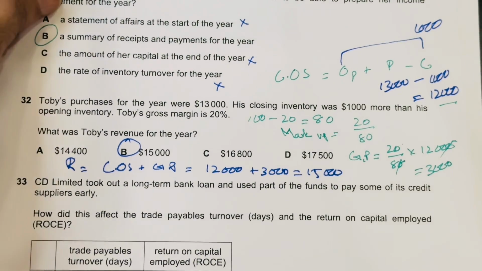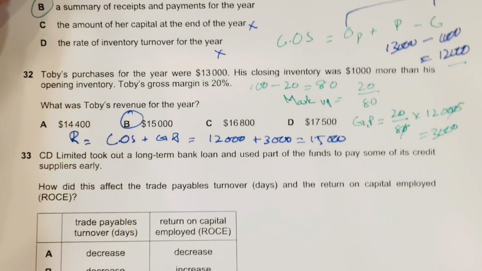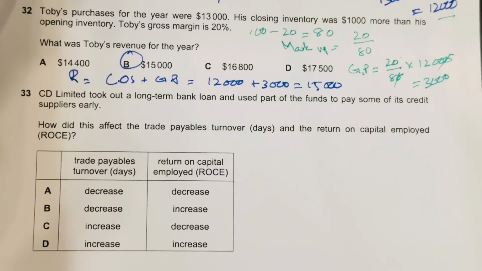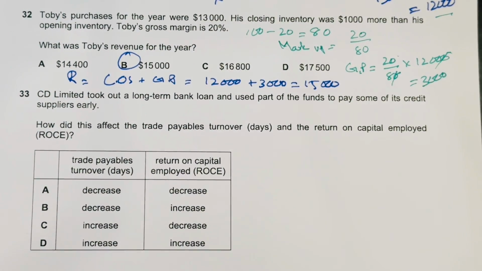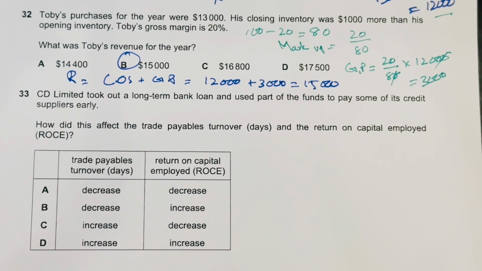Now we will move to question number 33. CD Limited took out a long-term bank loan and used part of the funds to pay some of its credit suppliers. How did this affect the payable turnover days and the return on capital employed?